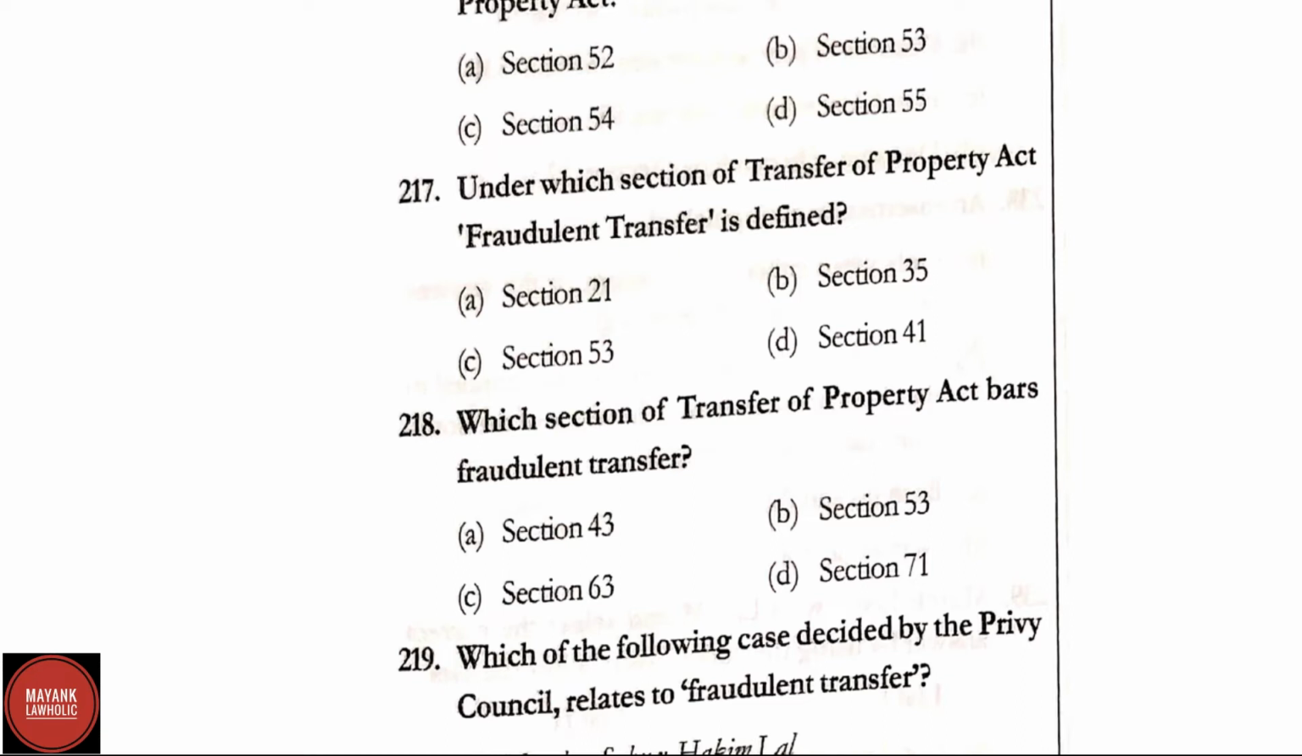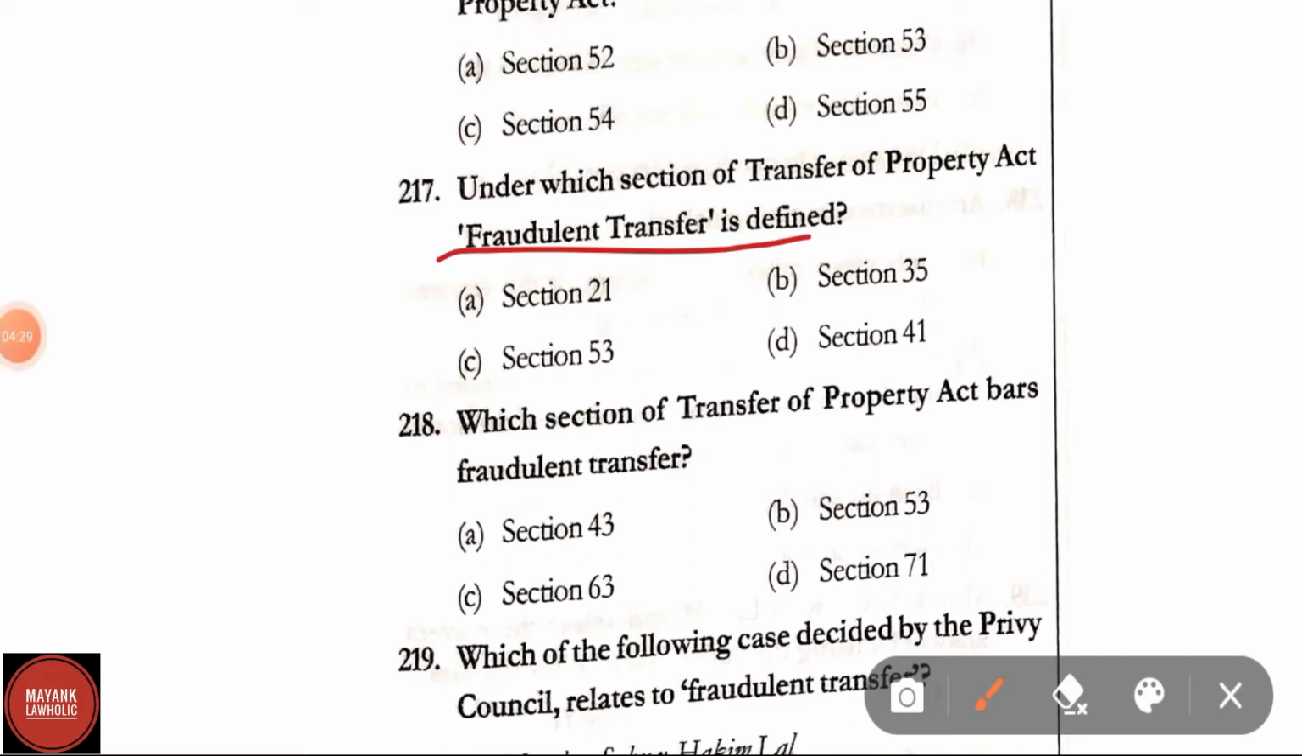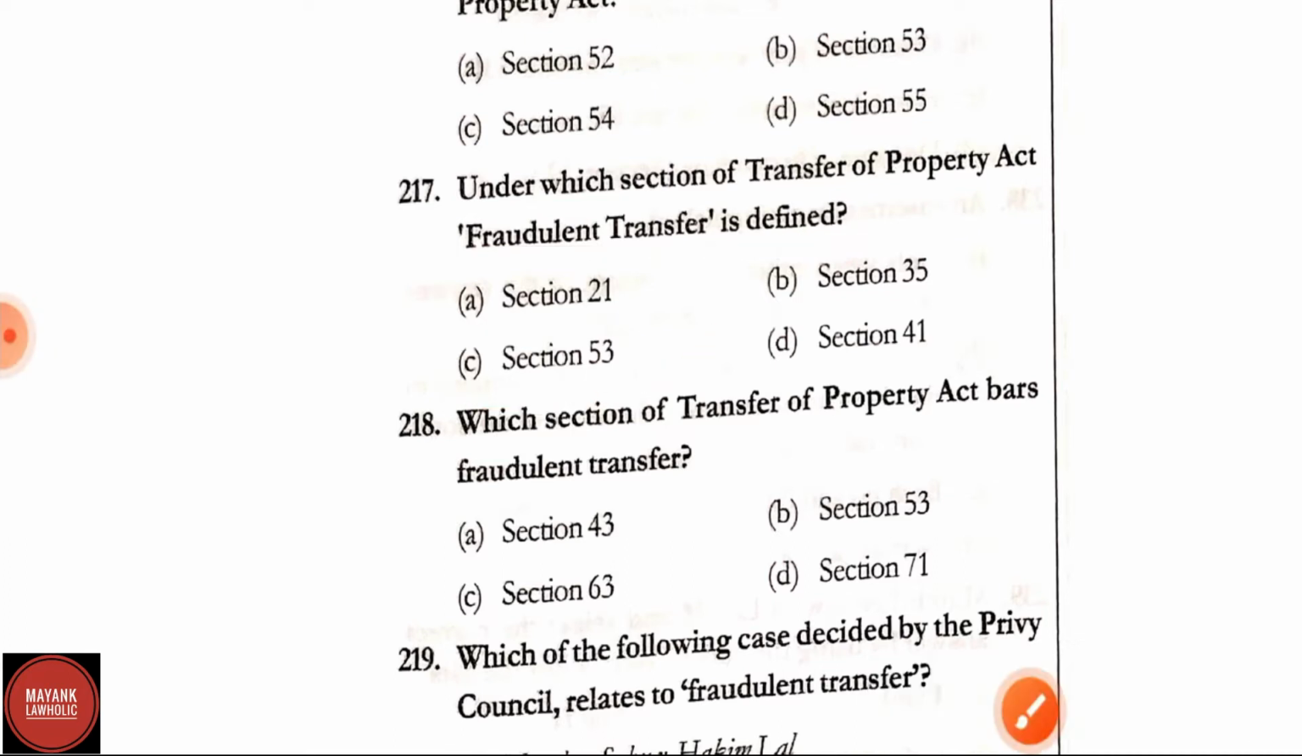Question number 217. Under which section of TPA is fraudulent transfer defined? Options are section 21, section 35, section 53, section 41. Correct answer is section 53.